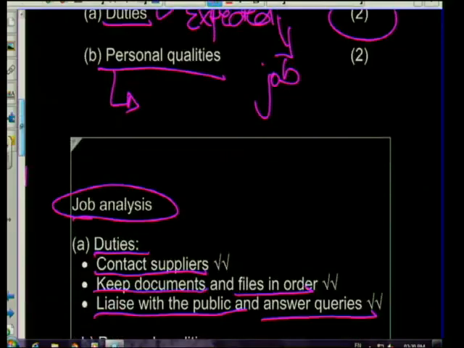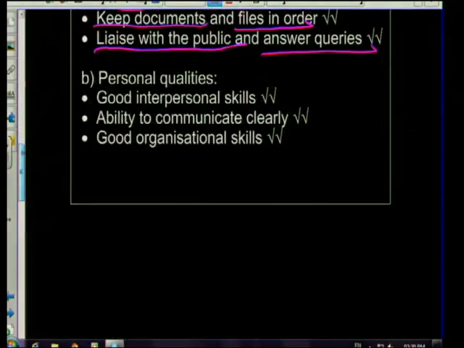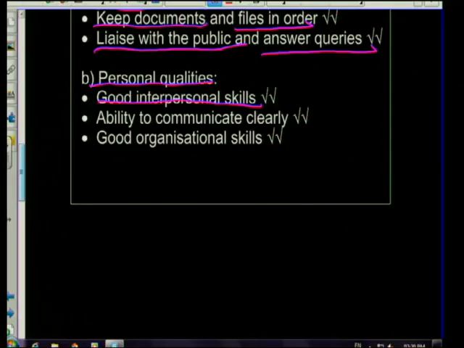So personal qualities, let's have a look at B. What do candidates need? They need to have good interpersonal skills. In other words, grade 12s, they need to have good communication skills between people. If you're going to have somebody work in your shop, you obviously want somebody with good people skills. You don't want to scare your customers away. What they also want with personal qualities is the ability to communicate clearly, which would be part of the first one as well, I think, and good organizational skills.